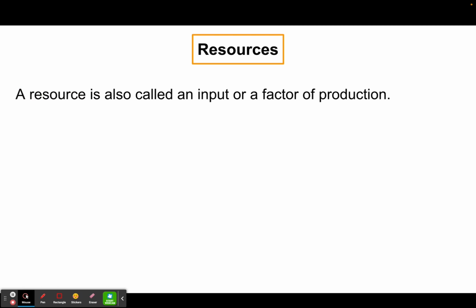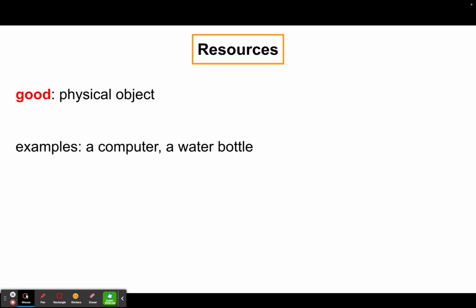And it's critically important that you get comfortable using all three of these terms to mean anything used to produce a good or service. Now, speaking of goods or services, let's define the word good. So, a good in this case is a physical object. So, something like a computer or a water bottle.